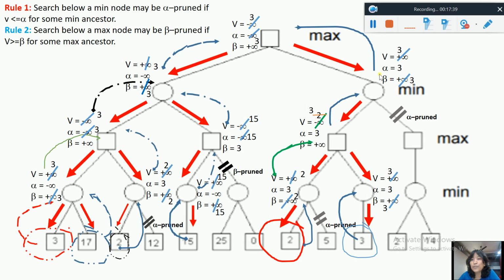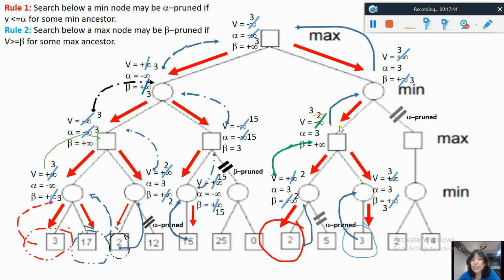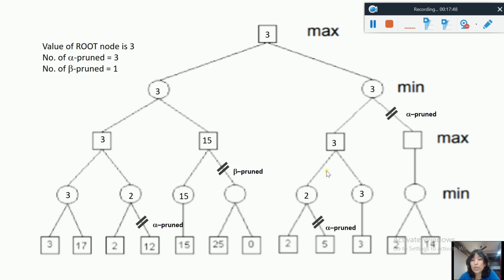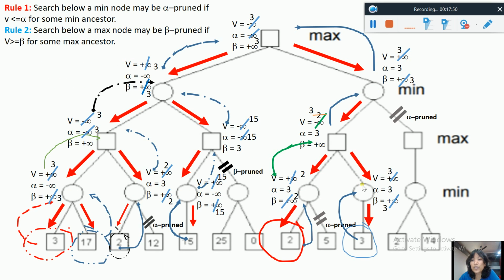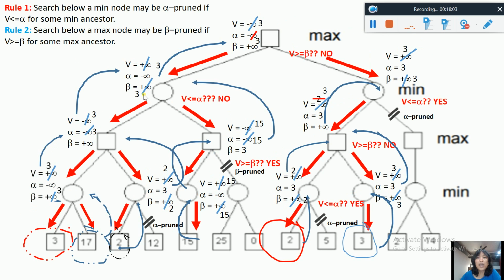Now the value of this node is 3, so we will update it with 3. The value of this node is again 3, so we will update it 3. The value of this node is 2, so we will update it 2. The value of this node is 3, so we will update it 3. This is a whole alpha prune, so we don't need to take care of the values of 3. So here is the solution to the question which has been asked earlier.